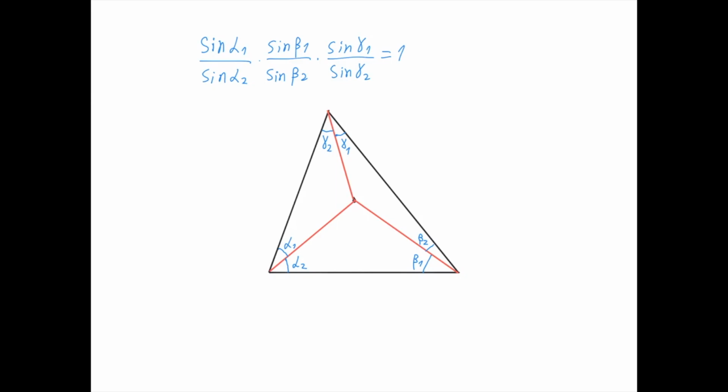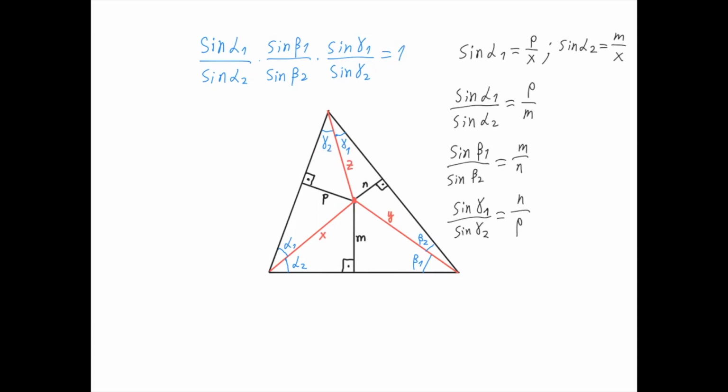The trigonometric version of Ceva's theorem states that the three red lines intersect at one point if and only if this condition is satisfied. Sine of alpha 1 divided by sine of alpha 2 times sine of beta 1 divided by sine of beta 2 times sine of gamma 1 divided by sine of gamma 2 equals 1. Here's one way we can prove that this equality holds, given that these three red lines intersect at one point.